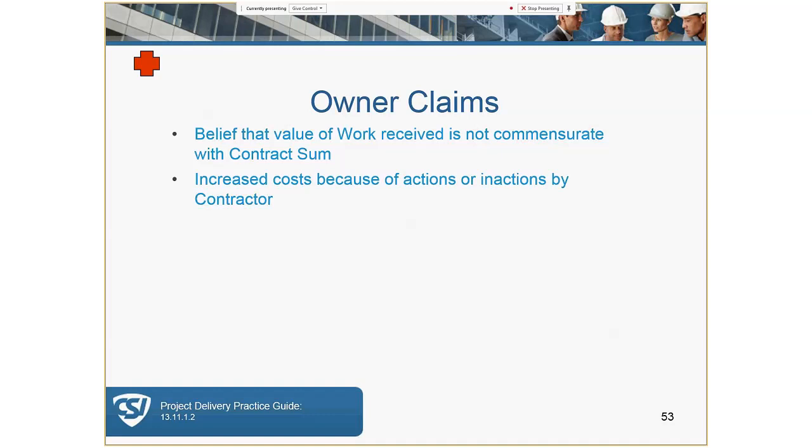The owner might have the basis for a claim, and these are some scenarios when that might occur. Belief that the value of work received is not commensurate with the contract sum. Increased costs because of actions or inactions by the contractor. So if you have liquidated damages, that's probably a good example of a claim that the owner may have. The key here is to recognize that the claim process is not one-sided.